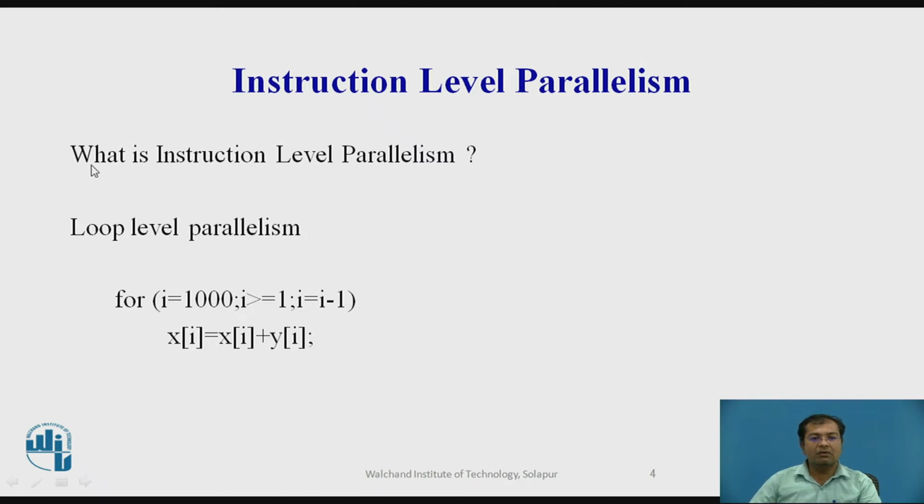We'll see what we mean by instruction level parallelism. So the instructions are allowed to execute in parallel. Normally the maximum level of parallelism can be achieved with the help of loop level parallelism. So what do we mean by loop level parallelism? For example, consider this for loop. For i equal to 1000, if i is greater than or equal to 1, it will go for addition of these two numbers, then it will decrement the count by 1, and go ahead. So it is going to perform this expression 1000 times.